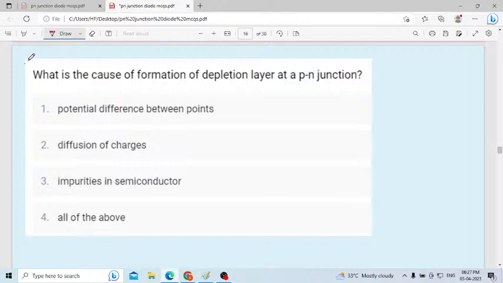That's why try to finish the portions one time, then try to solve more MCQ problems.